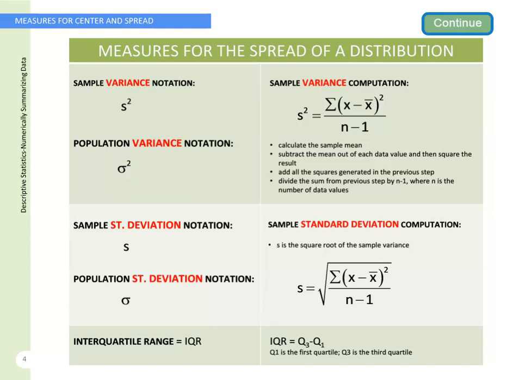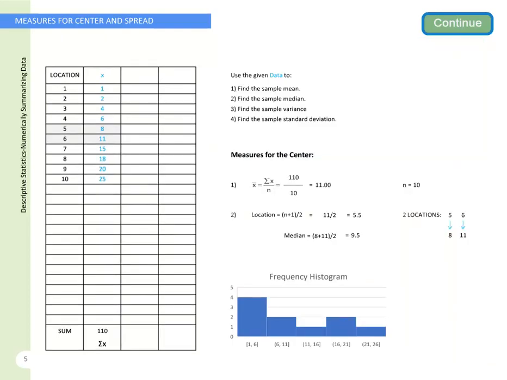have guessed their notations. The interquartile range is used to measure spread when the distribution is skewed, or it has extreme data values. The interquartile range equals the difference between the third and the first quartile. We'll discuss in detail the mean, the median, the variance, the standard deviation, and quartiles in the remaining of this video.